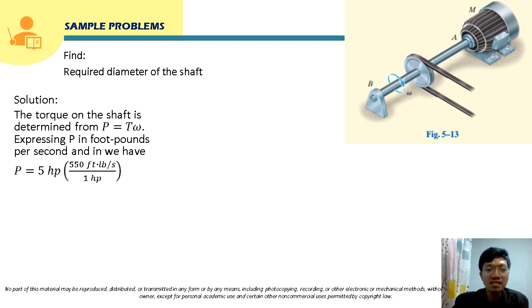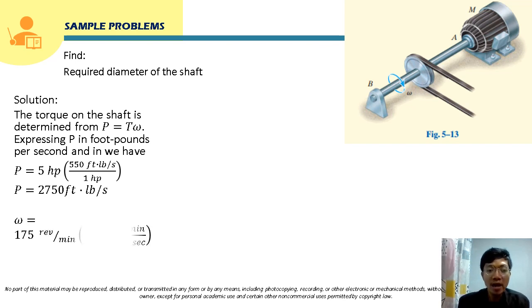Okay, so class, the given power P is 5 horsepower. So we have to convert this to foot-pounds per second. For every 1 HP, or horsepower, that is equivalent to 550 foot-pounds per second. So computing the power P, this is 2,750 foot-pounds per second.